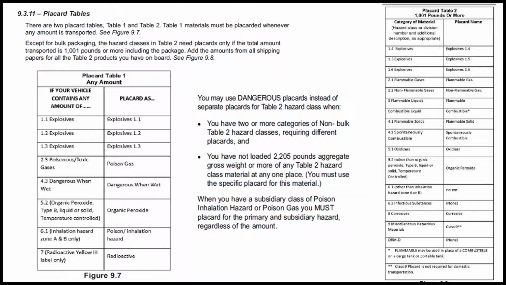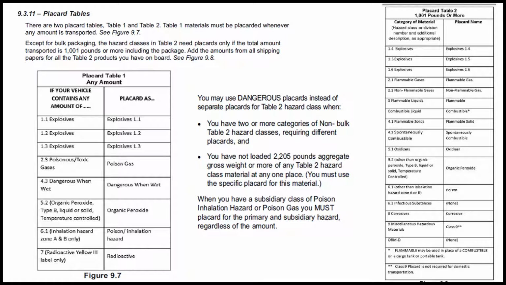9.3.11 Placard Tables. There are two placard tables, Table 1 and Table 2. Table 1 materials must be placarded whenever any amount is transported. See Figure 9.7. Except for bulk packaging, the hazardous class in Table 2 need placards only if the total amount transported is 1,001 pounds or more, including the package and the amount from all shipping papers from all the Table 2 products you have on board.